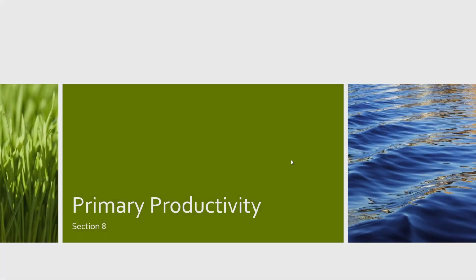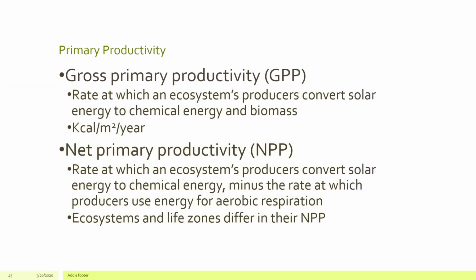Alrighty, welcome back to AP Environmental Science Unit 1, Introduction to Ecosystems. We're going to be looking in this video, video 8, at primary productivity. Now, when we look at primary productivity, we break it down into two types of productivity. We have gross primary productivity and net primary productivity, usually labeled as GPP and NPP.